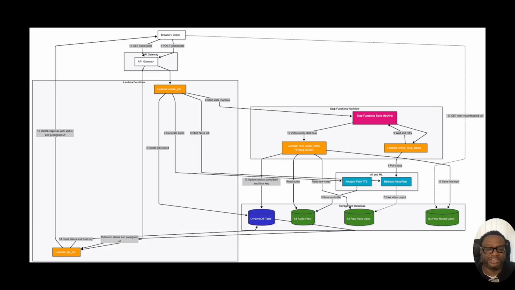We have a front end and an API layer powered by Amazon API Gateway. Orchestration happens via Step Functions. AI services like Amazon Polly and Bedrock Nova Reel. Storage in S3, job tracking in DynamoDB, and finally a Docker-powered ffmpeg Lambda that merges audio and video into a single MP4.